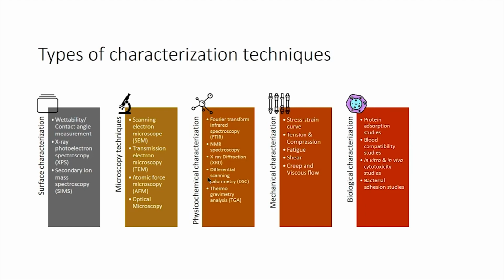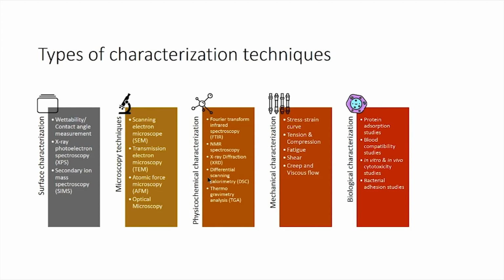Mechanical characterization is hugely important for bulk load bearing applications. Those experiments involve tension and compression, how much load the material can withstand and how much compression it can go through, fatigue, how long it can remain available without any breaking, and creep and viscous flow, how the polymer actually behaves inside the host system.